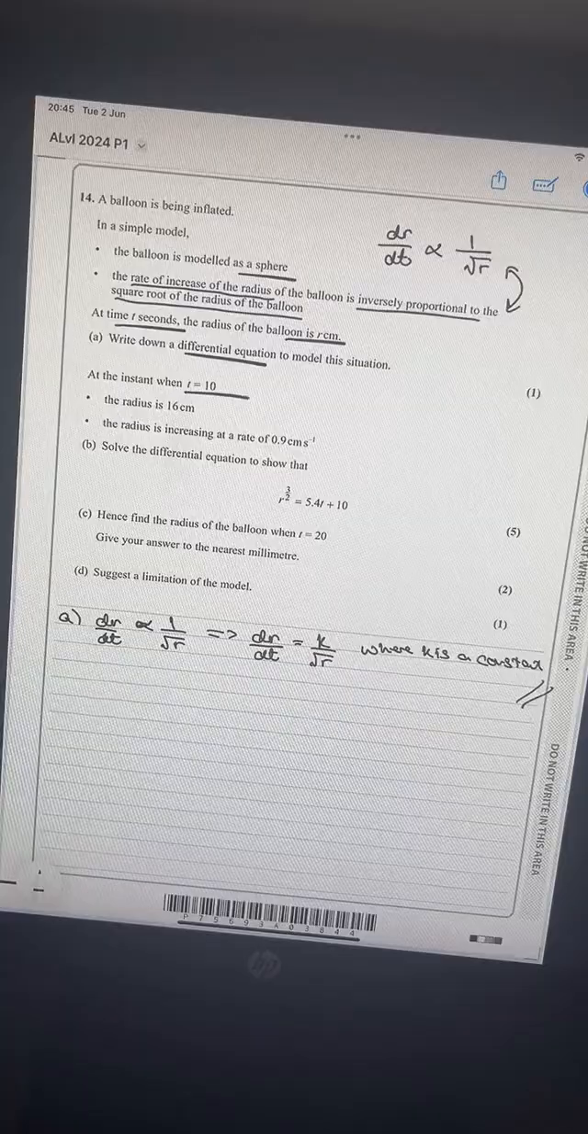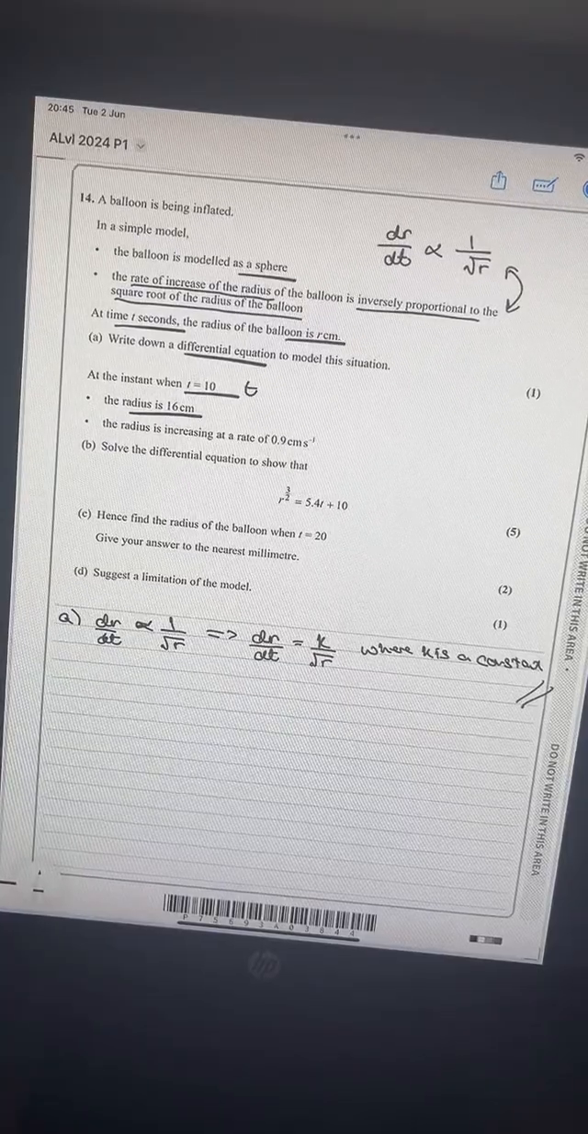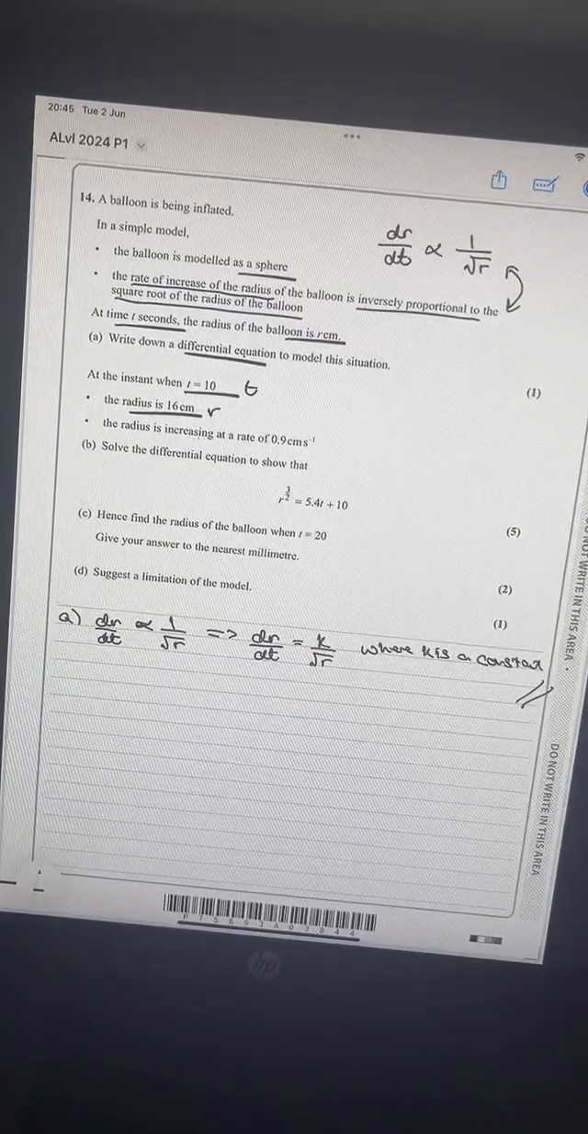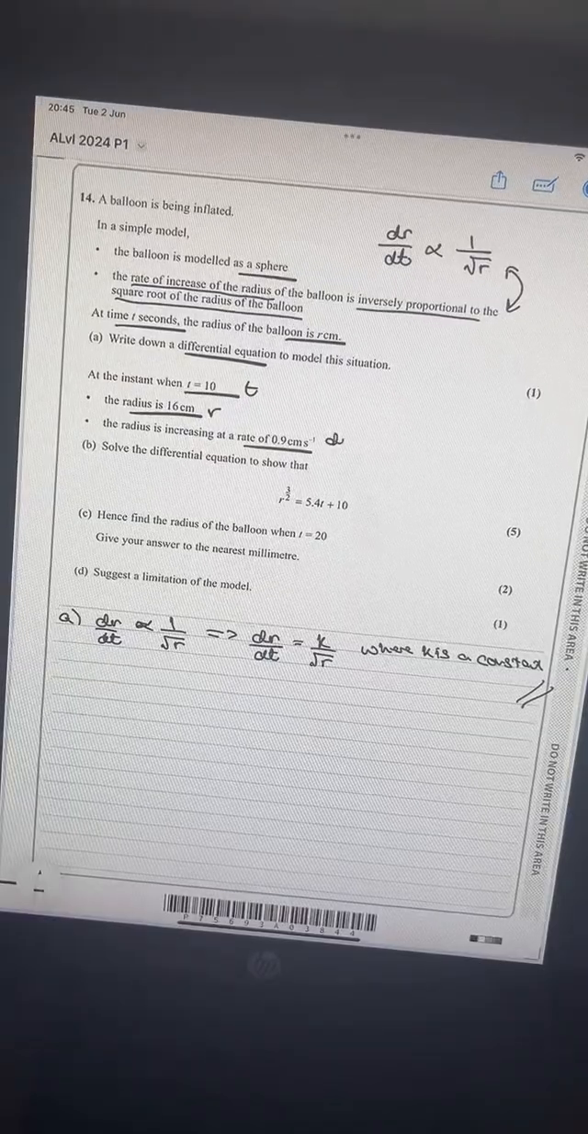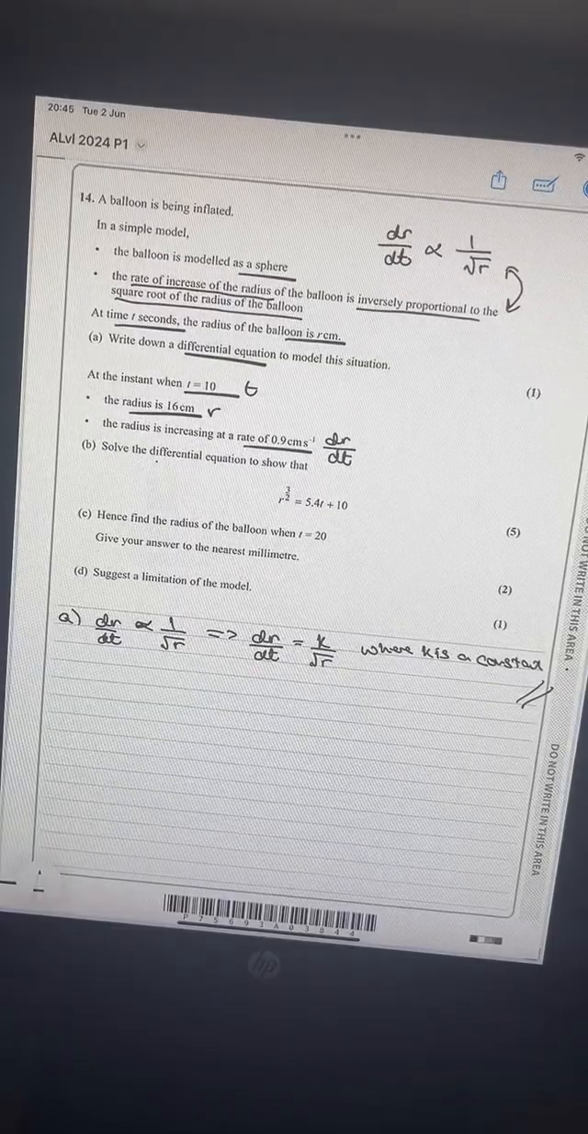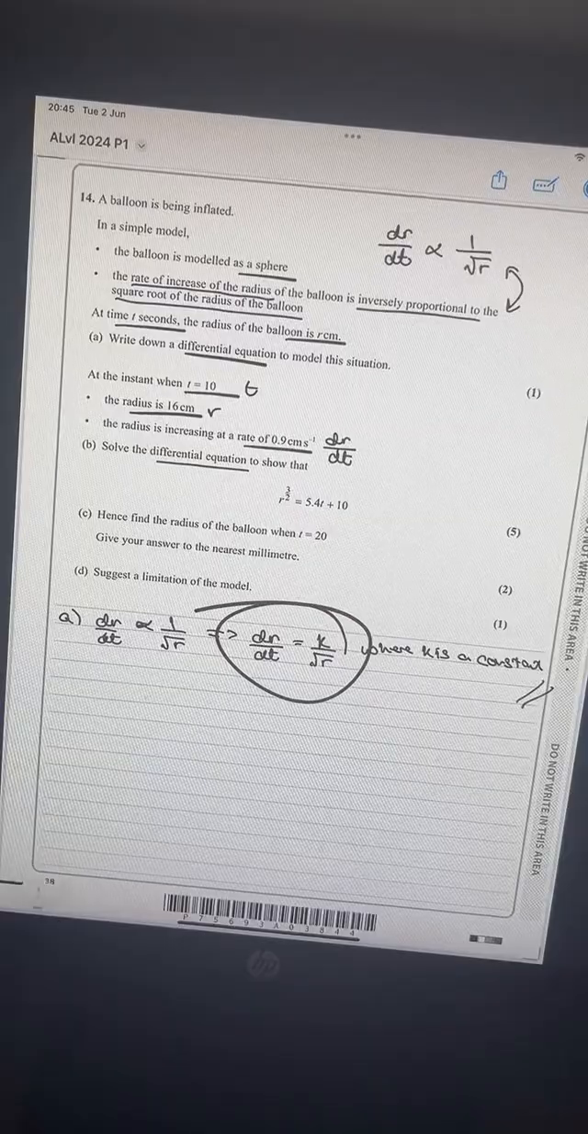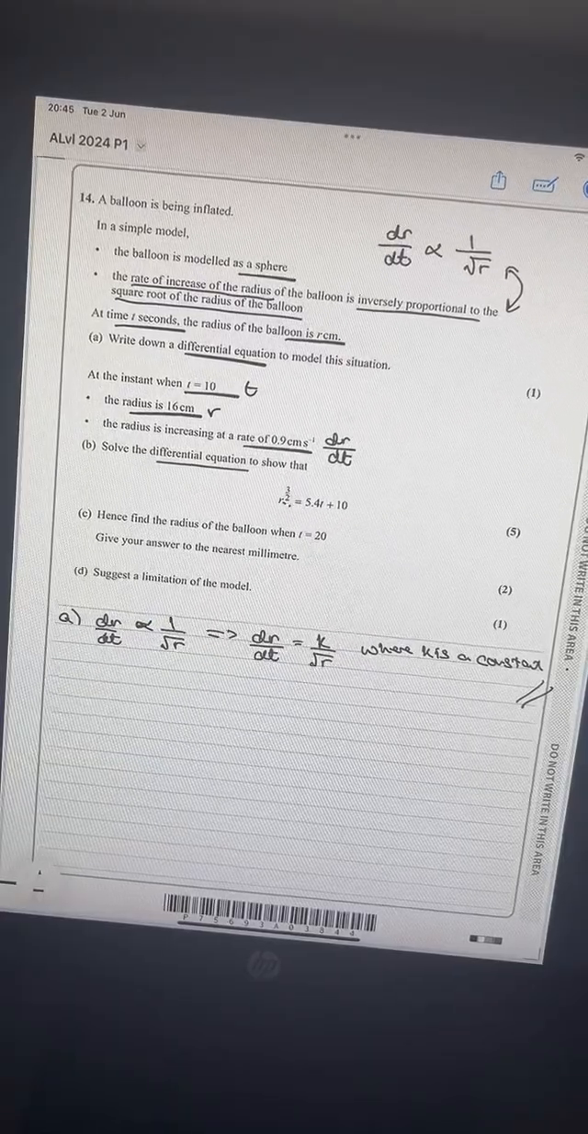At the instant when t equals 10, so that's your t, the radius is 16, and the radius is increasing at a rate of 0.9, so that's dr by dt. That's what I did in my exam. Write down the letters next to your numbers. So for part B, we need to solve the differential equation there to show something of r.